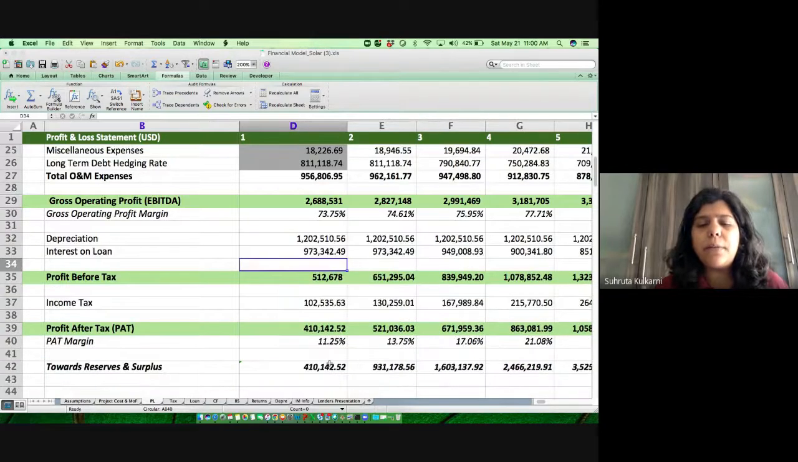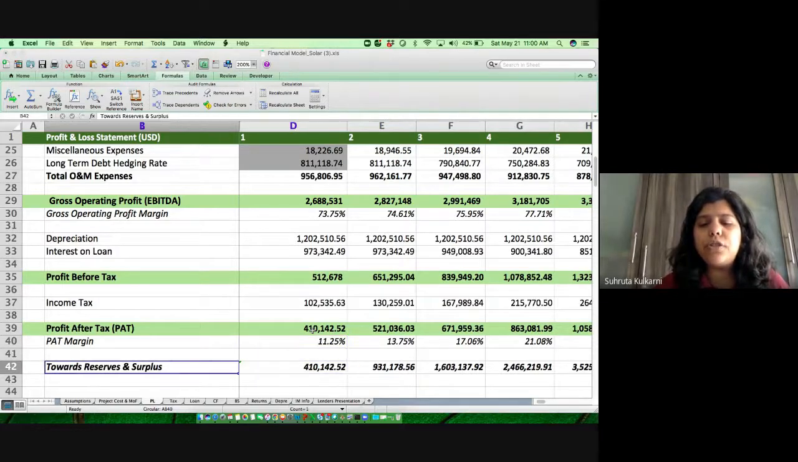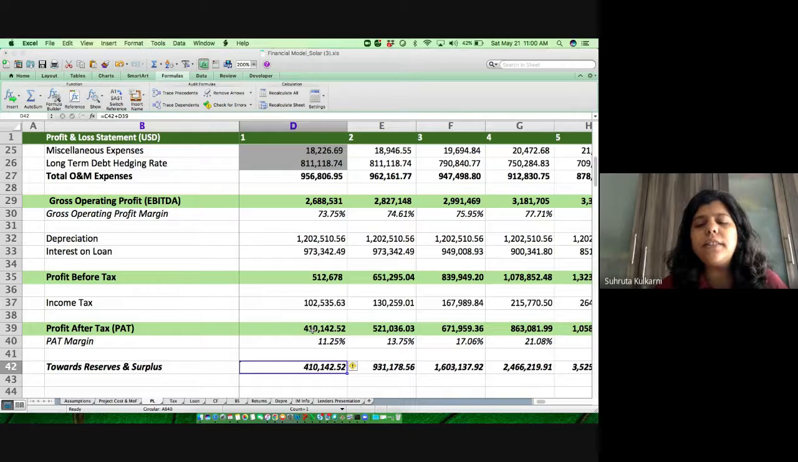And then we calculate the PBT. Income tax, again as I said, we will take from the tax sheet, and I will take you through what all is done over there. You calculate the PAT, and then this is something which goes to reserves and surplus. So this figure goes and sits in your balance sheet on a year-on-year basis. Any questions so far?